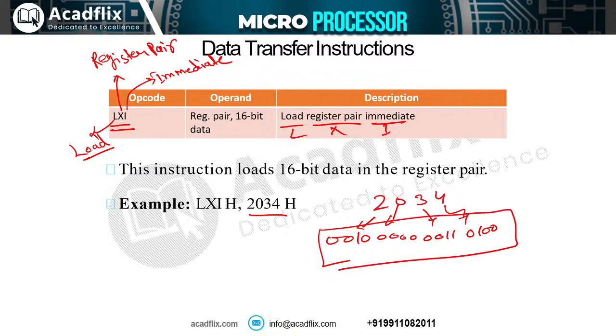We specify only one register of the register pair. For example, if you are using BC, you specify only B. If you are using HL, you specify only H. If you are using DE, you specify only D. That means you are moving this 16-bit data into the register pair HL: 8 bits will be moved to register H and 8 bits will be moved to register L.